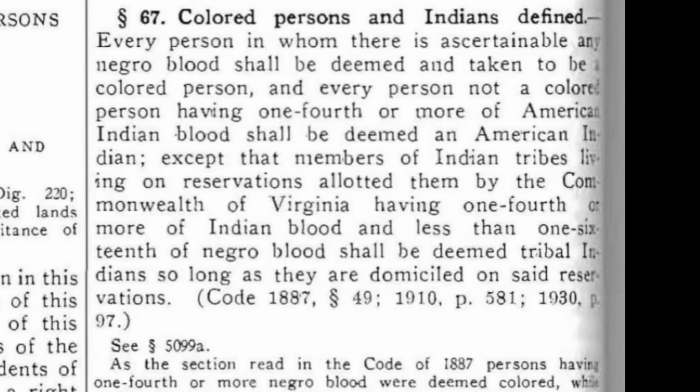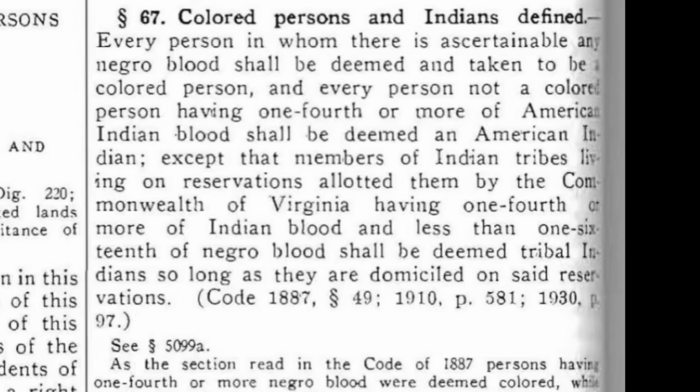Every person in whom there is ascertainable any Negro blood shall be deemed and taken to be a colored person, and every person not a colored person having 1/4 or more of American Indian blood shall be deemed an American Indian. 1/4 blood is how you get quadroons, octoroons, mulattoes, and all that BS. And I'm only calling it BS because this is what they use to erase our identity, as you will be seeing shortly.